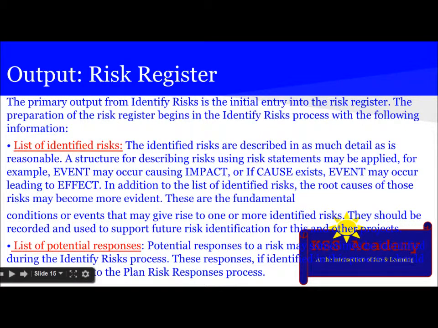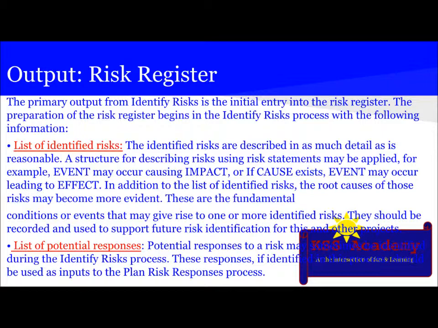The output is obviously the risk register. The primary output of identify risk is the initial entry into the risk register. The preparation of the risk register begins in the identify risk process with the following information: the list of identified risks and the list of potential responses. The identified risks are described in as much detail as is reasonable. A structure for describing risk using a risk statement may be applied. For example, an event may occur causing an impact, or if a cause exists, an event may occur leading to an effect.